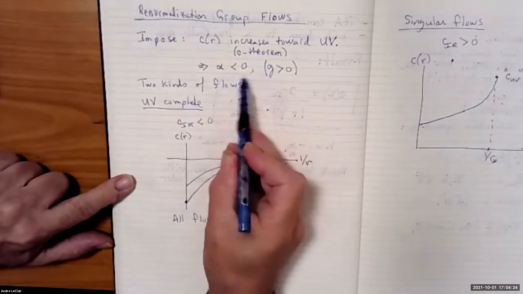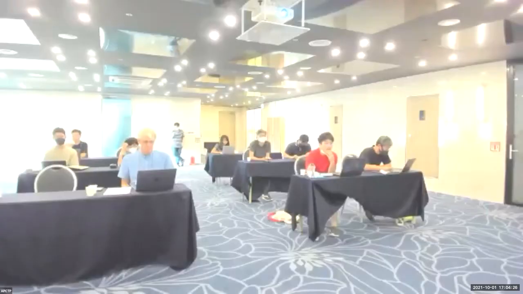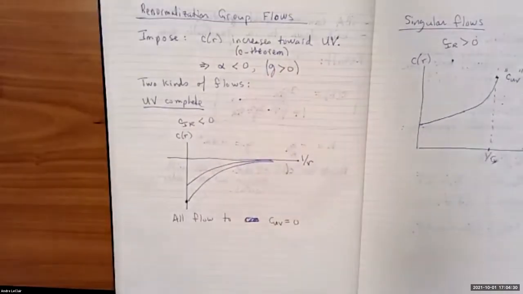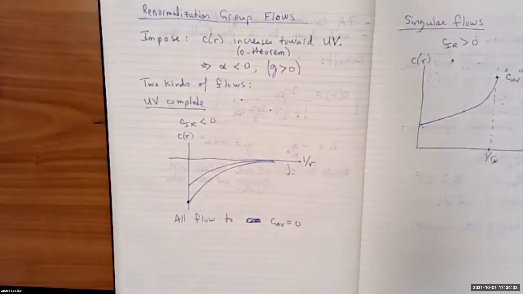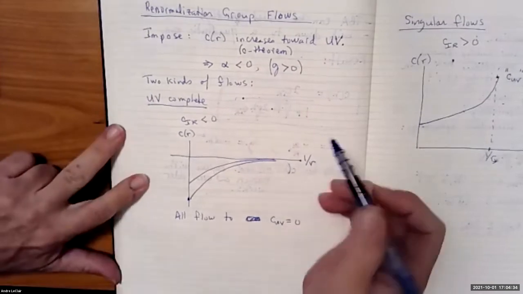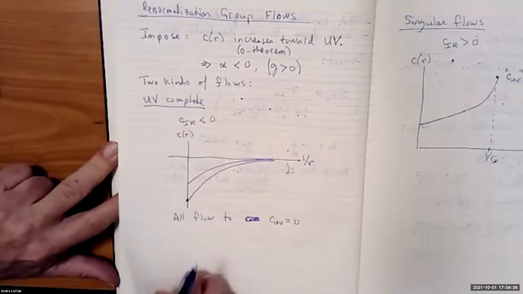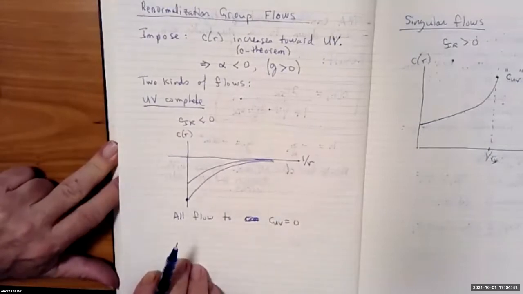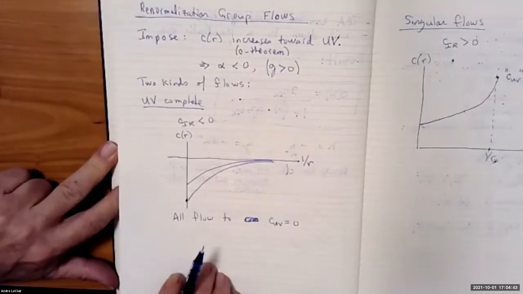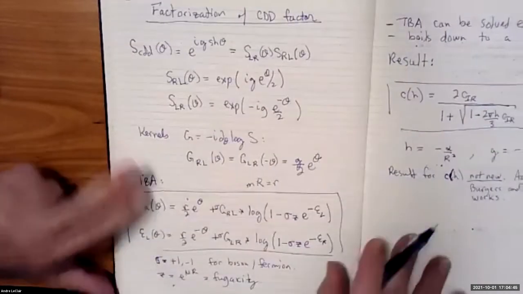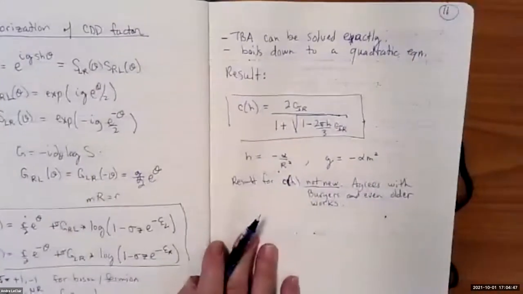Oh, I might have gotten this backwards. Okay. No, wait. Let me see. No, okay. I want G positive, which means alpha is negative. I believe that's right. So in any case, what happens in the ultraviolet just depends on what the infrared central charge is.